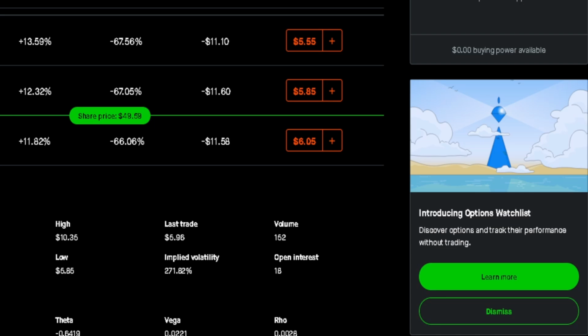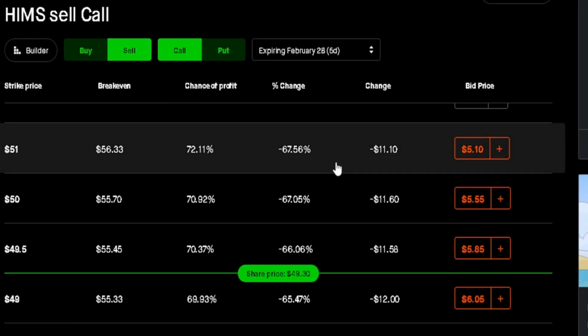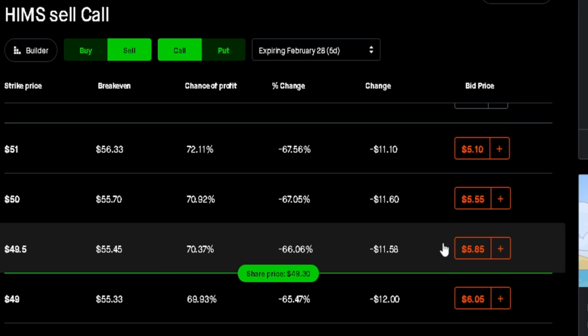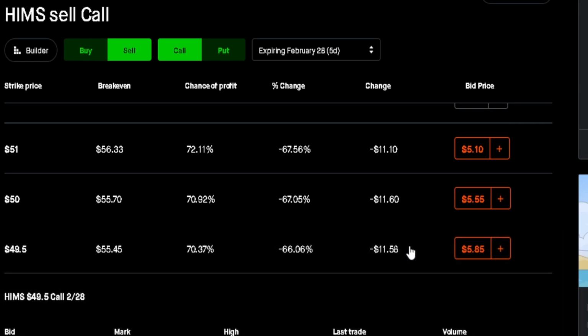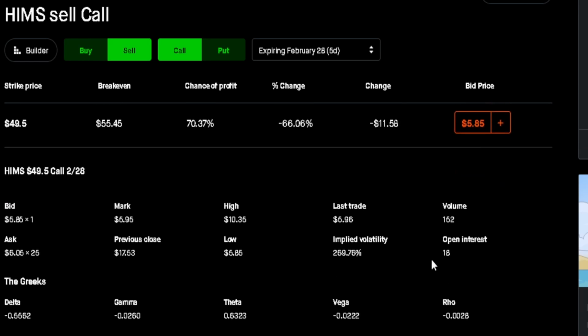Now, if you were going to sell a call, you would instead get paid $585 because the implied volatility on this stock is 269%. So the market, due to earnings, expects this stock's price to fluctuate a lot after the earnings on Monday after the stock market closes. So the higher the implied volatility, the more money that you either pay or get paid.